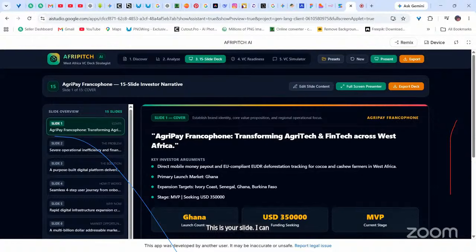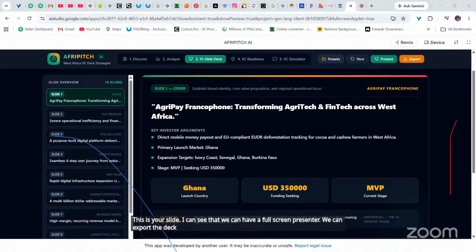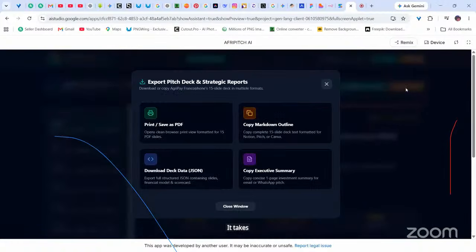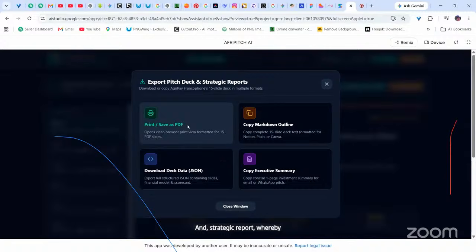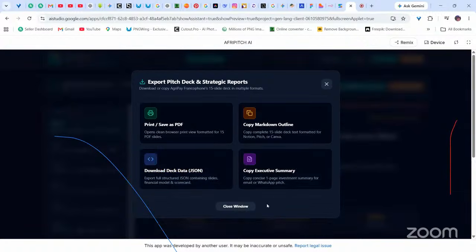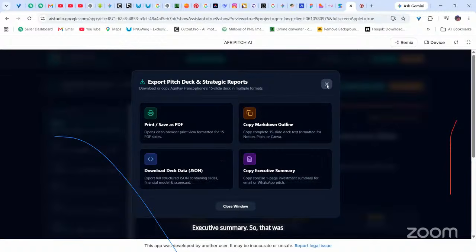I can see that we can have a full screen presenter. We can export the deck. If you export the deck, where does it go to? It takes you to export pitch deck and strategic report, whereby you can save and print as PDF, copy markdown outline, download deck data in JSON format, copy executive summary. So that's where the export takes us to.